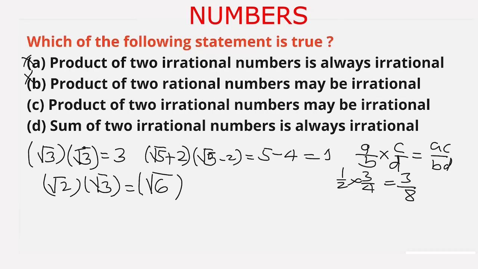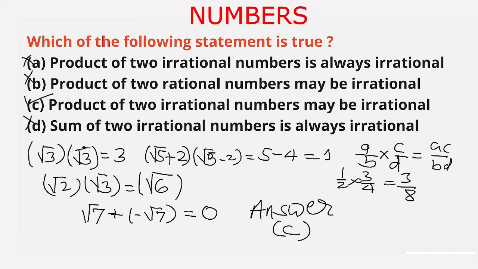And statement D, sum of two irrational numbers is always irrational. Now, root 7 plus minus root 7 equals 0, and 0 is rational. Therefore, option D is incorrect. Our only correct option is option C. So our answer is option C.